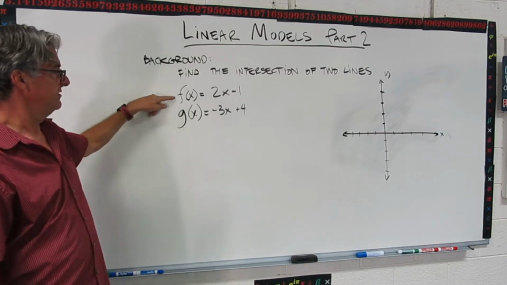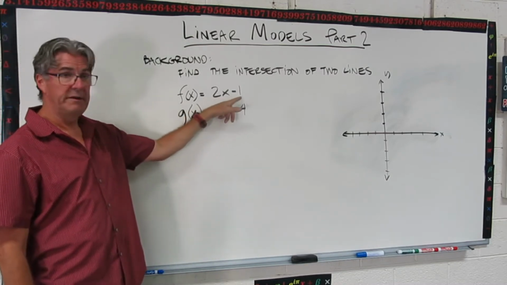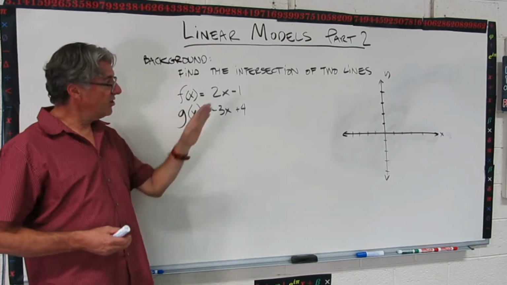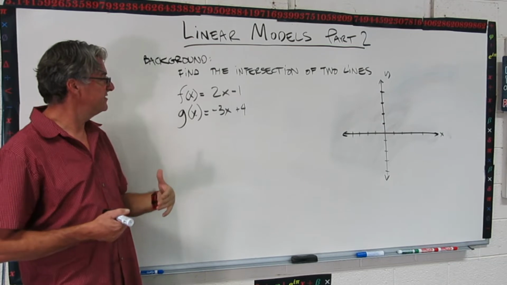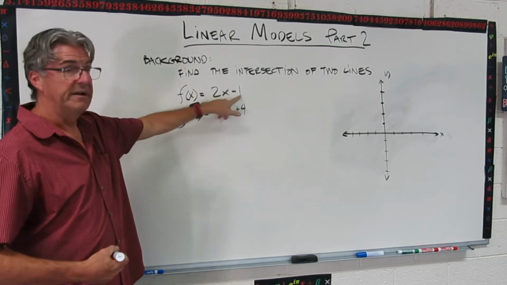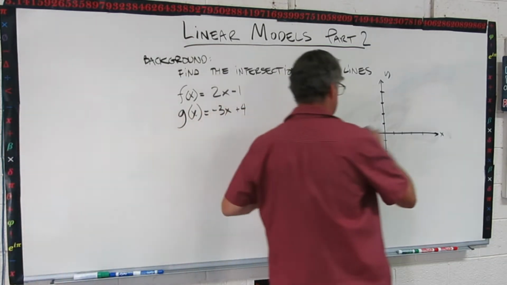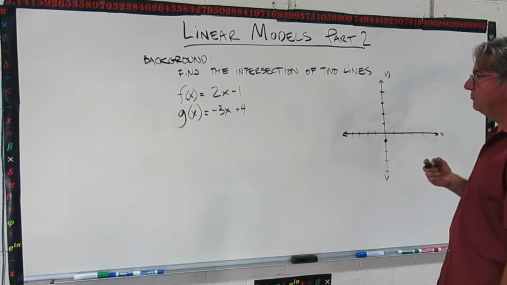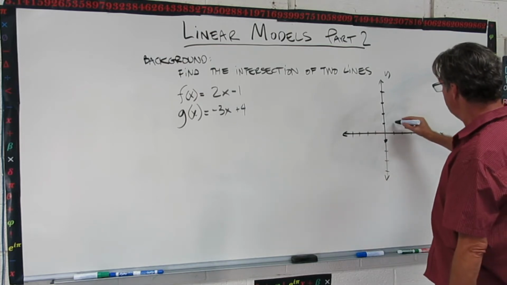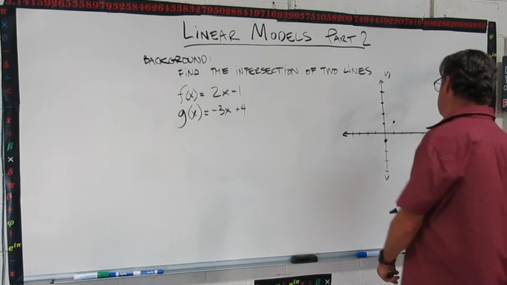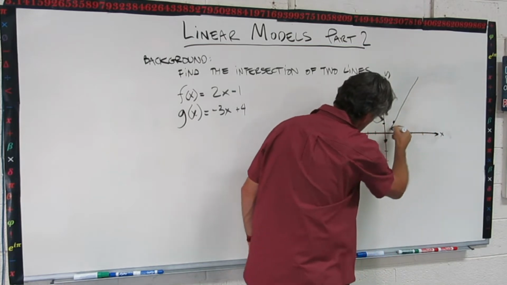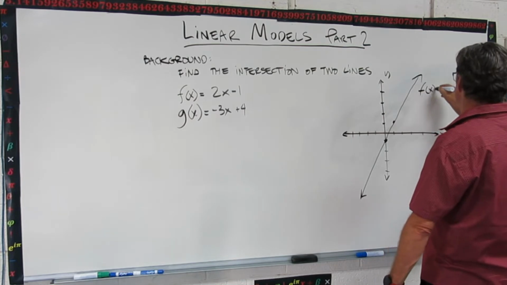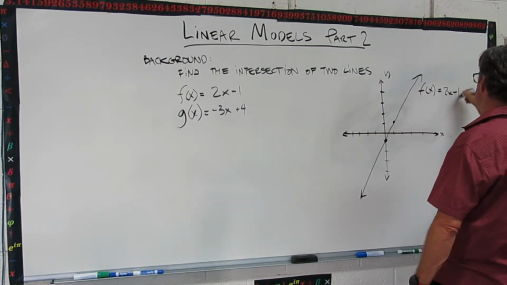So I have two functions. f of x is 2x minus 1, and g of x is negative 3x plus 4. Now I'm going to go ahead and graph these and we'll see where they intersect. 2x minus 1. The y-intercept is negative 1, so that's right down there. And the slope is 2. That's rise over run, so it goes up 2 and over 1. So that would put it right there. And this would be our line, properly labeled, f of x equals 2x minus 1.